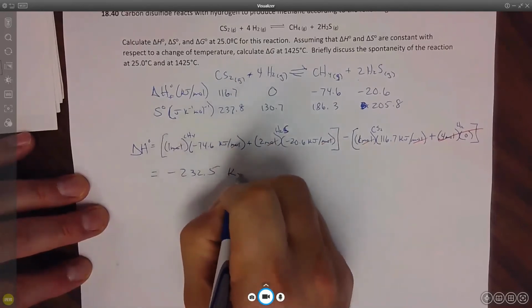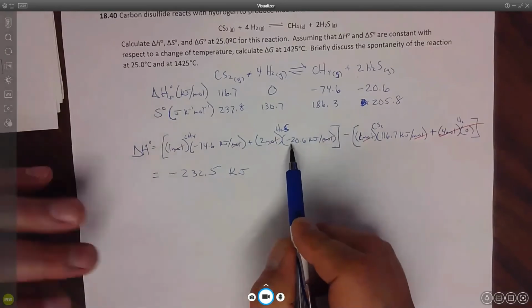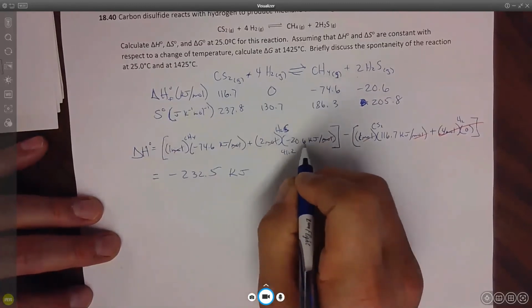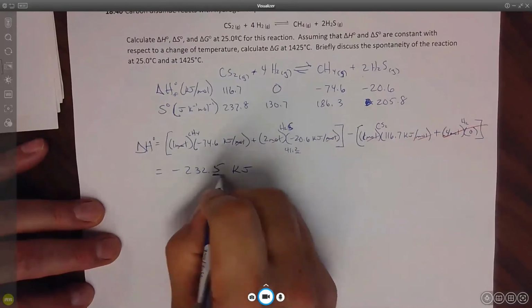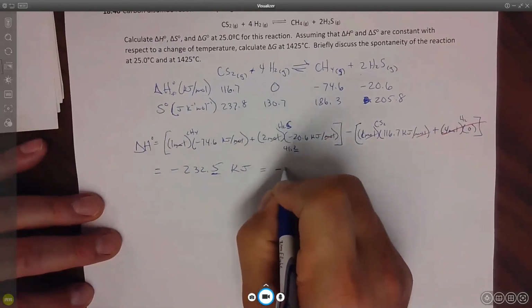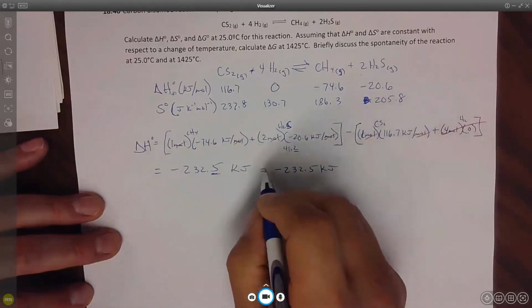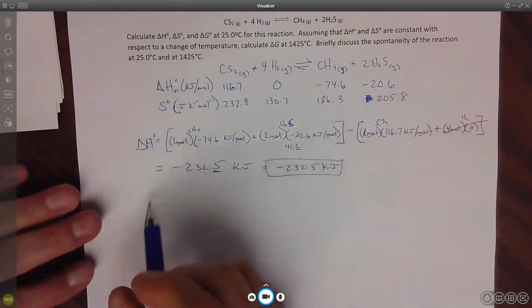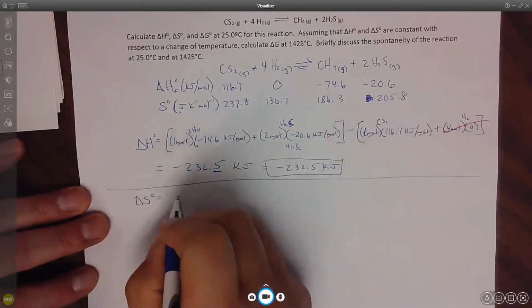So I would plug this all into my calculator, and I'd get negative 232.5 kilojoules. We have mixed operations. So this is going to be 41.2, so that's still 3 sig figs. And the rest of these are the same, so they're all one pass. So your change in enthalpy then would be negative 232.5 kilojoules.